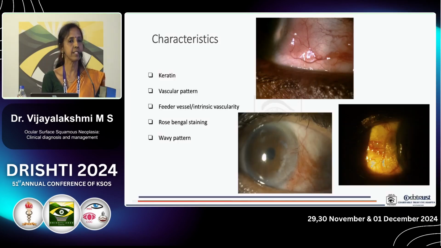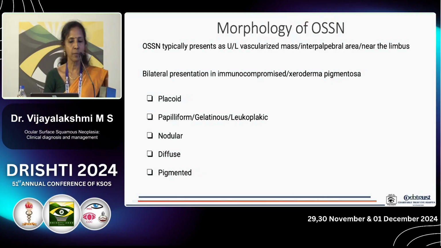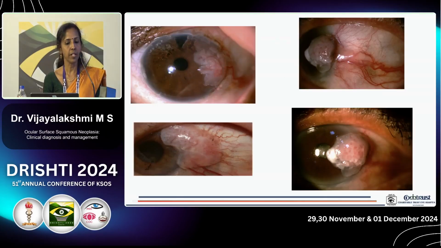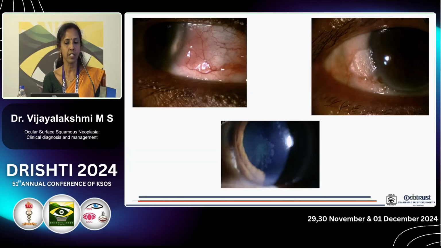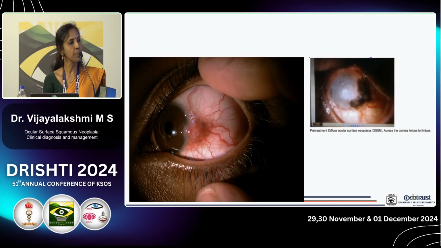Now, there are certain characteristics we have to think about when you see a case of OSSN. One is the presence of keratin, feeder vessels, intrinsic vascularity, and the pseudopodia-like picture on the cornea, as well as rose bengal staining, where you get staining of the devitalized tissues also. Now, there are different morphologies of OSSN, from placoid, papilliform, with different pictures showing different varieties, like strawberry-like lesion, and you have the gelatinous type, placoid, corneal OSSN, nodular, mucoepidermoid, and diffuse OSSN. So these are the various morphological patterns of OSSN.